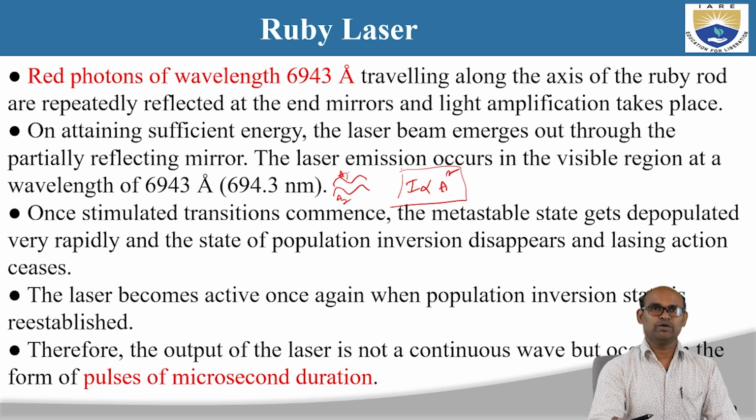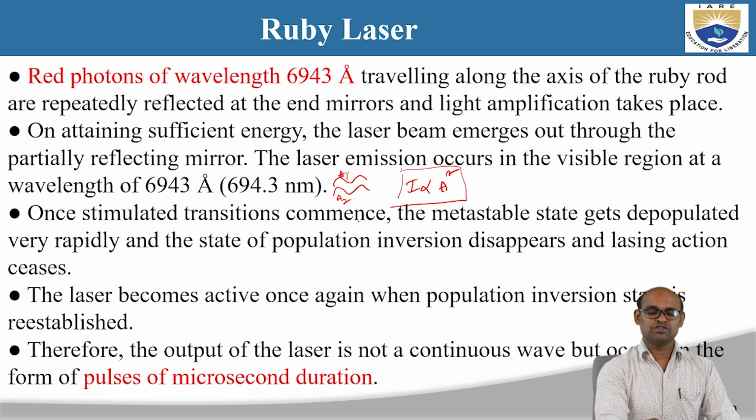Okay, so what kind of laser light are we going to get in this ruby laser? Red photons of wavelength around 6943 angstroms traveling along the axis of the ruby rod are repeatedly reflected at the mirrors. Once they undergo constructive interference, they are reflected at the mirrors, and once there is sufficient energy, the photons are emitted in red color of wavelength 6943 angstroms, and on attaining sufficient energy, the laser beam emerges out through the partially reflecting mirror. The laser emission occurs in the visible region at a wavelength of 6943 angstroms, or in terms of nanometers, you can write 694.3 nanometers. So we are going to get a laser beam in red color, with a wavelength around 6943 angstroms or 694.3 nanometers.